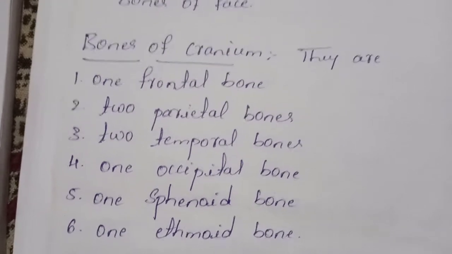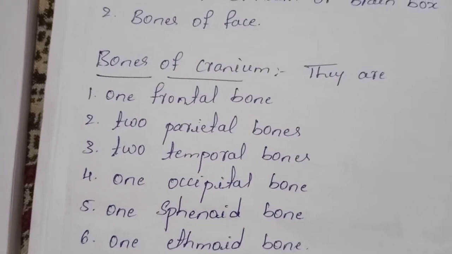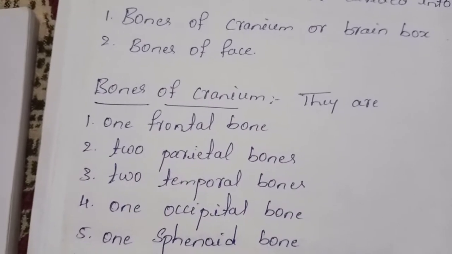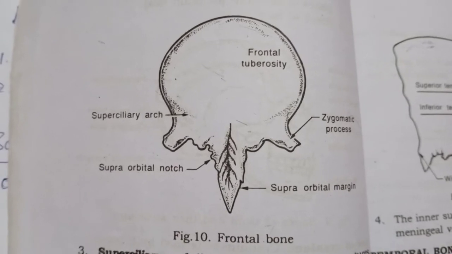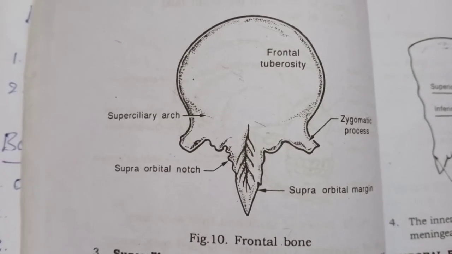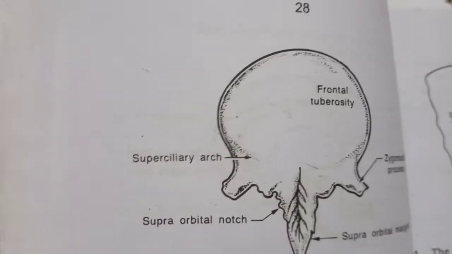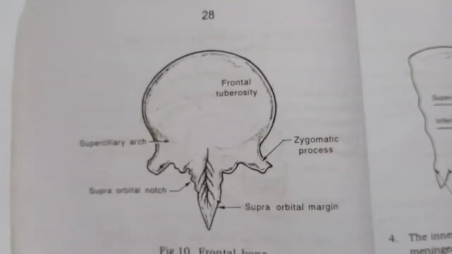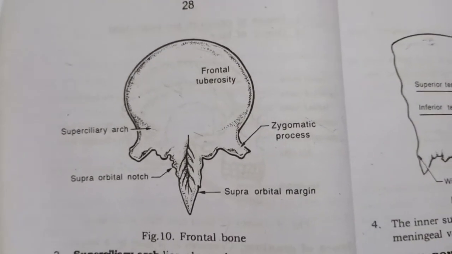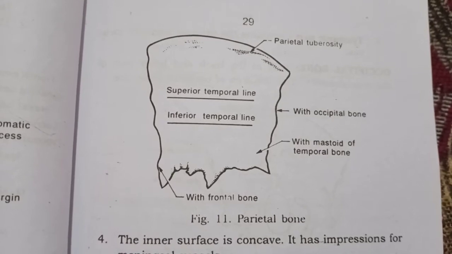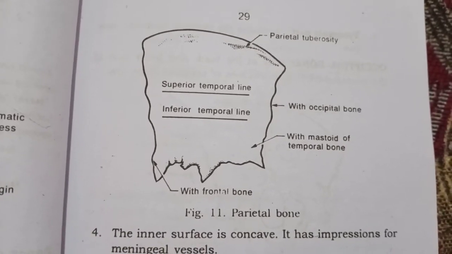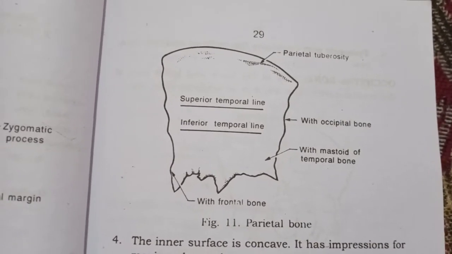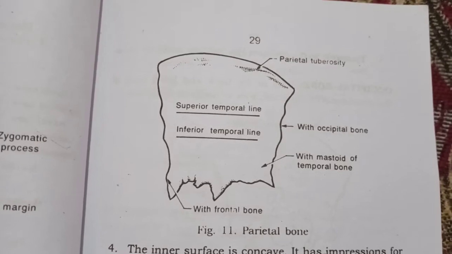First, frontal bone. It forms the forehead and the roof of the orbit. This is the diagram of frontal bone. And next, parietal bone. This is the diagram of parietal bone. They are 2 in number. Both form the roof and side of the skull.